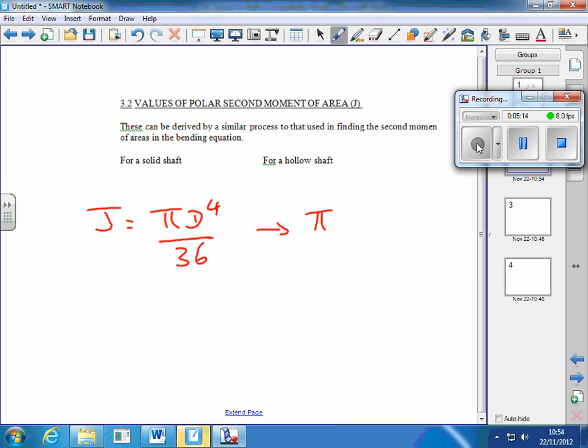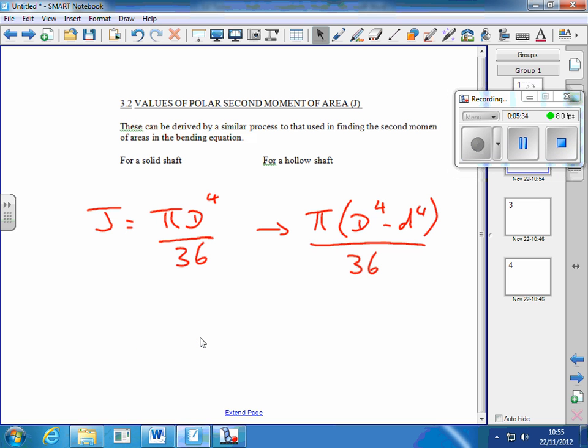is it cubed? Sorry, to the power 4? I'm trying to remember it. I'm going to check it in a second. I think it's to the 4. Let me just check it. Over 36. In other words, we're just taking away the hole in the middle. So this is a solid shaft, 36.